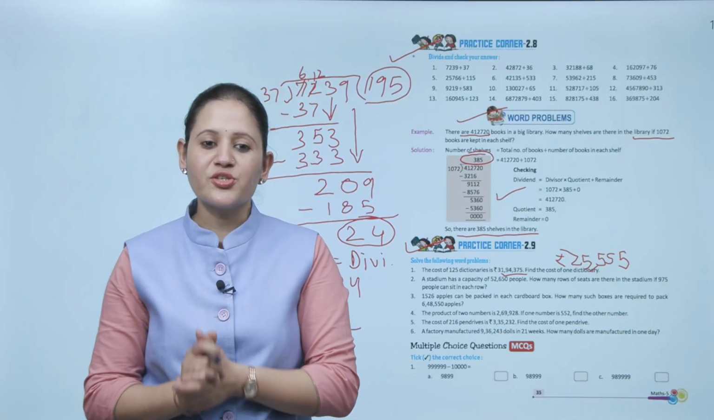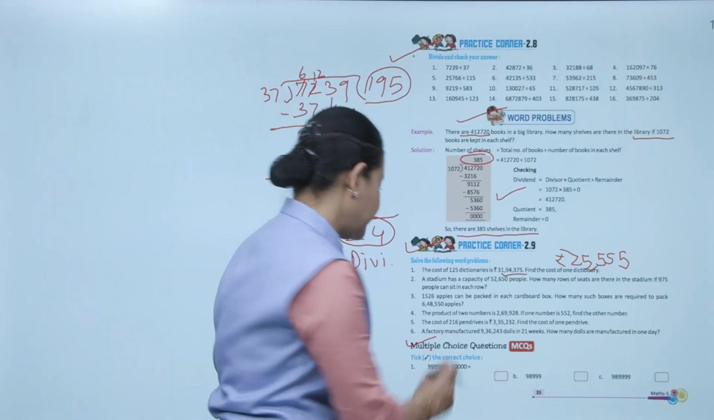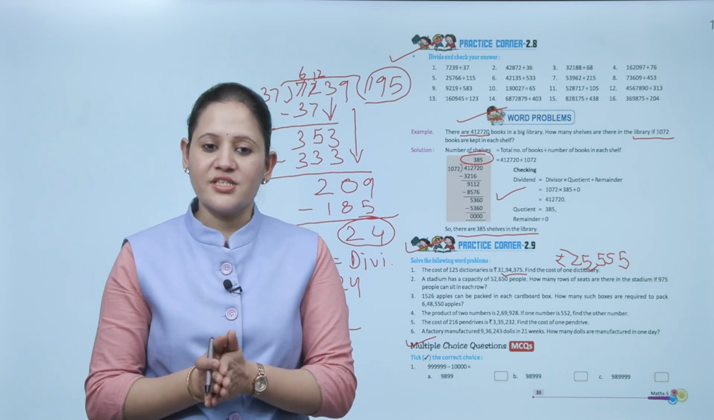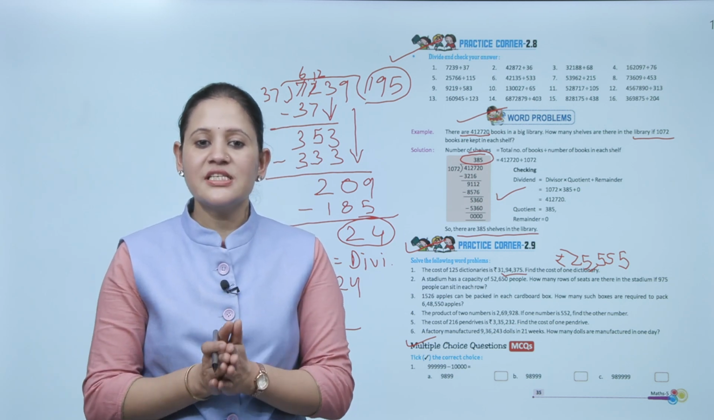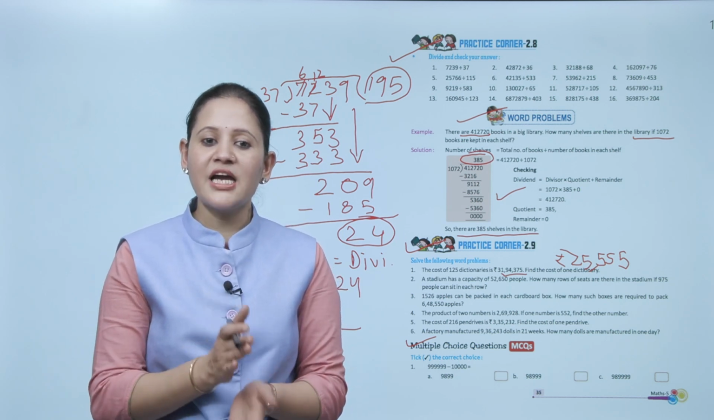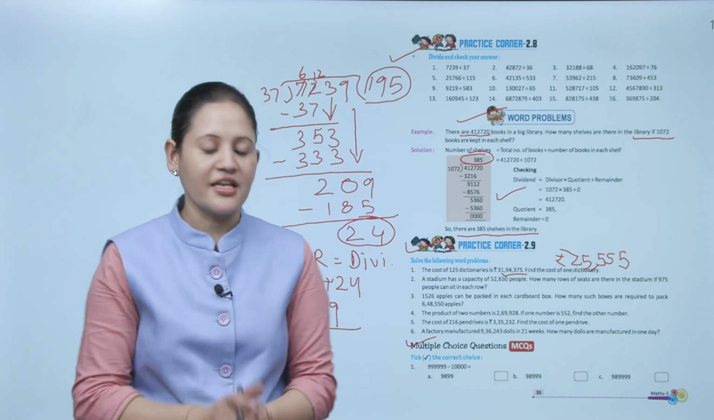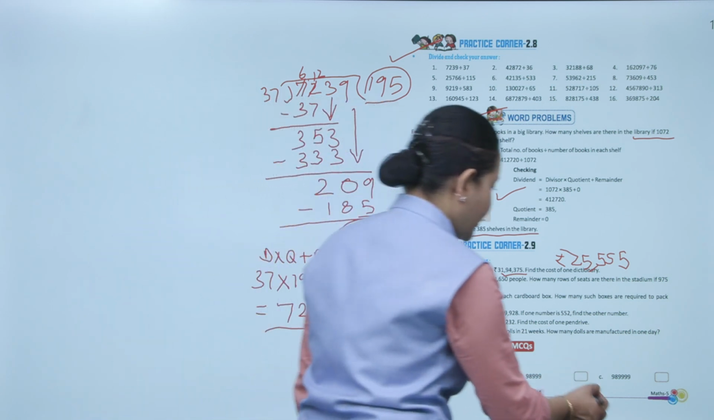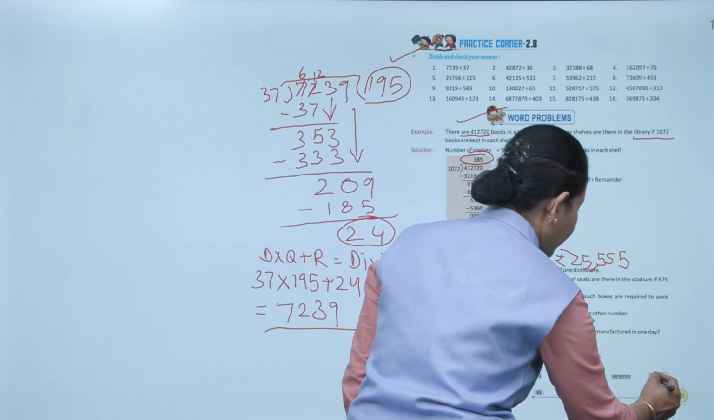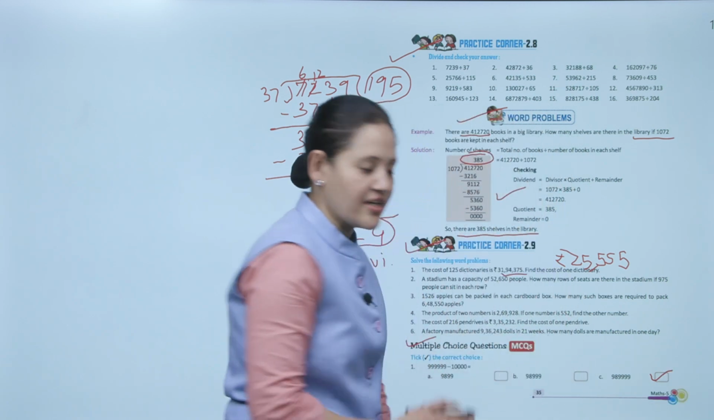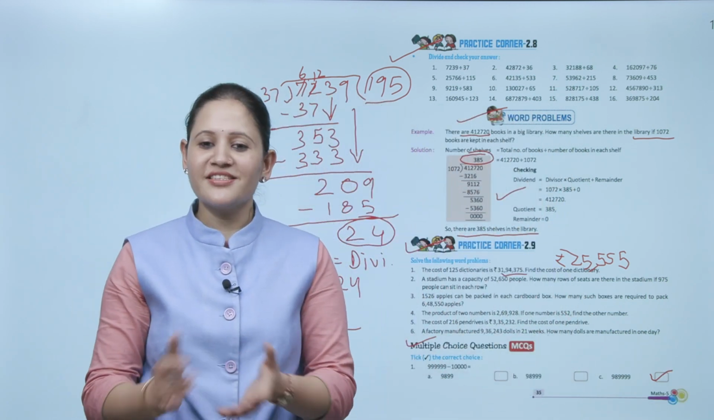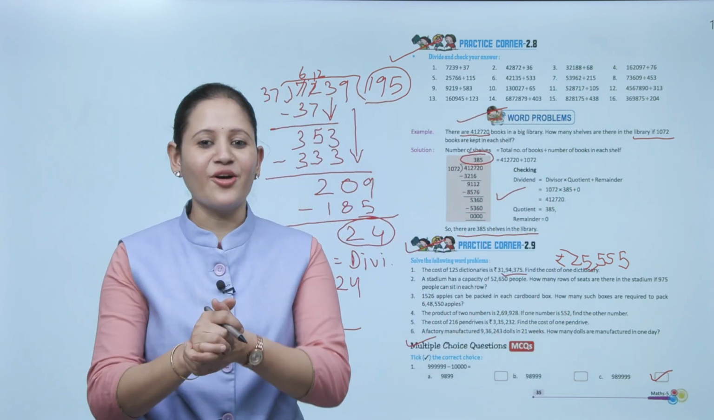Next is a multiple choice question. Choose the correct option. We have to subtract 10,000 from 9,99,000. So the correct answer is 9,89,999. This is the correct option. So here we end the chapter. I hope you understood it well. Now you have to practice it.